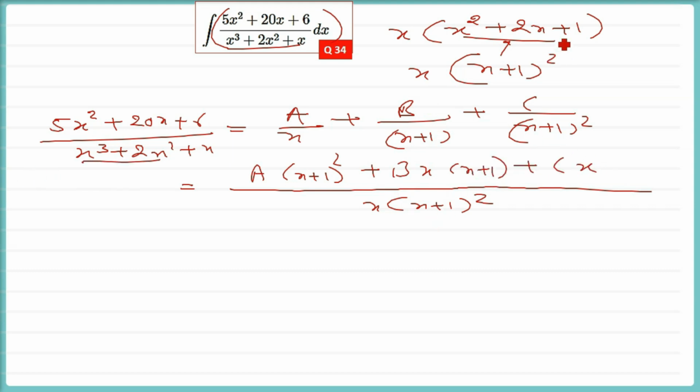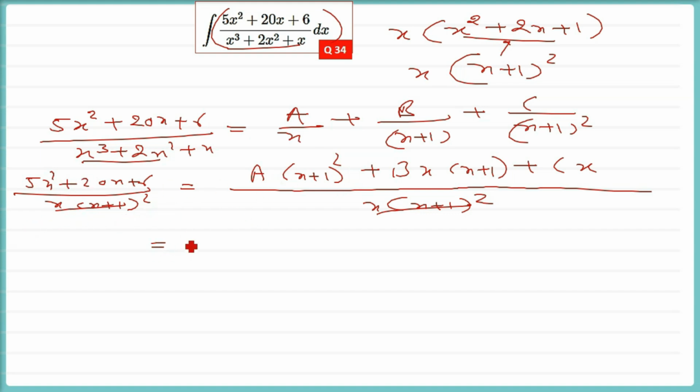On the left, we have already converted it into x plus 1 whole square. So you can write it like this: 5x square plus 20x plus 6 divided by x into x plus 1 whole square. You can cancel the denominator. Please remember, x equals to -1 and x equals to 0. You can solve it like this, but you will be left with the same procedure which has to be adopted later. That is, you have to multiply everything and compare the left and right similar terms.